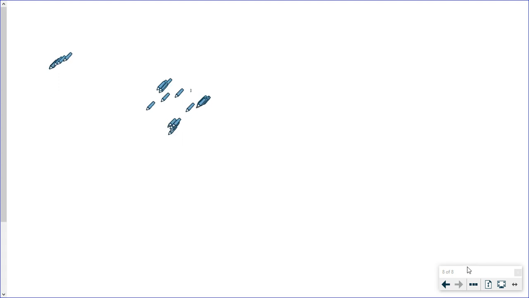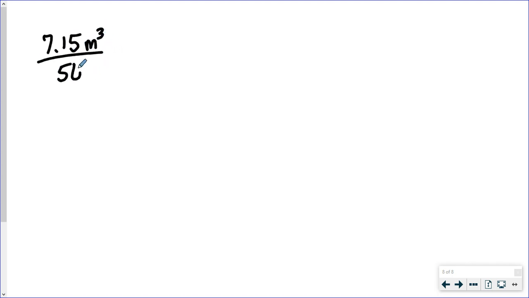And we know that he's using 50 cylindrical bars. So 7.15 meters cubed, which is what they say is used for the whole sculpture, divided by the 50 bars that he used for the sculpture, is equal to 0.143 meters cubed per bar. Each bar has that volume.